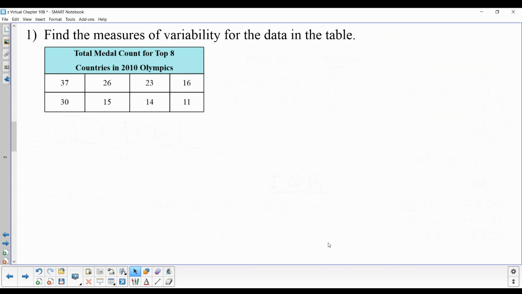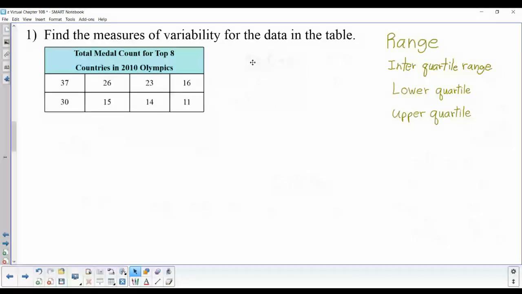Today we are going to go over finding the measures of variability. The measures of variability, at least the ones that we learned in middle school, are the range, the interquartile range, the lower quartile, and the upper quartile. Now, to find these measures of variability, the first thing I'm going to do is find a measure of center. I'm going to find the median.